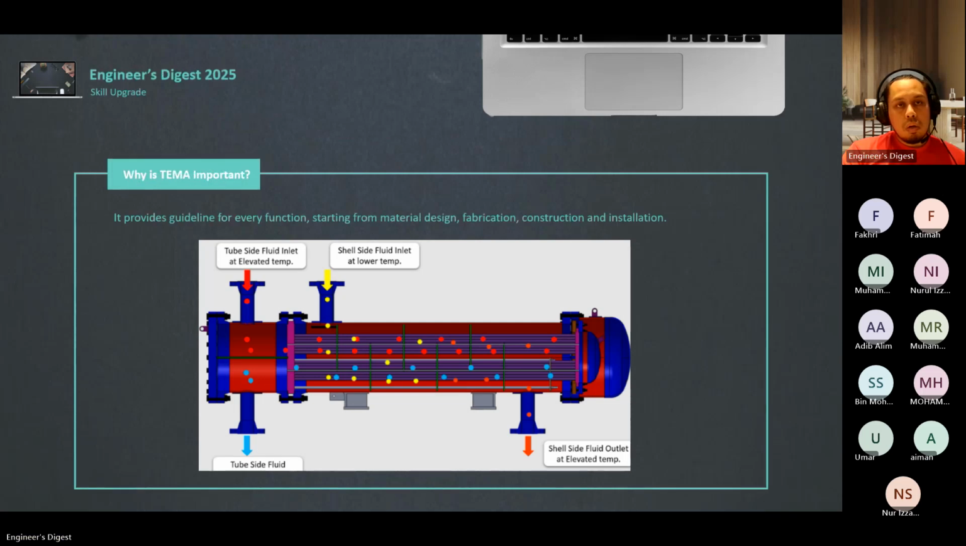Alright. Why is TEMA important? Okay, this one I said earlier. It provides guidelines for every function, starting from material selection, material design, fabrication, construction, and installation. Okay, it's important that the whole world is using TEMA, so we have standardization. Okay, this picture here is a floating type heat exchanger, which we will go a bit deeper into after this slide. So far, it's okay.